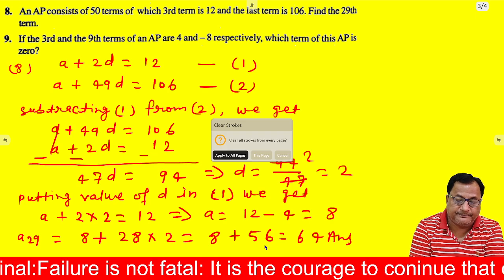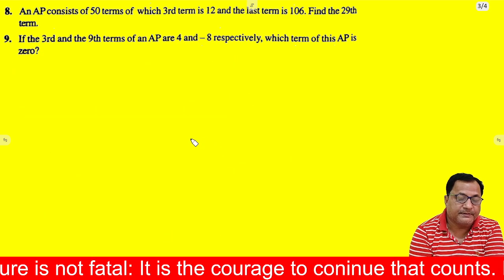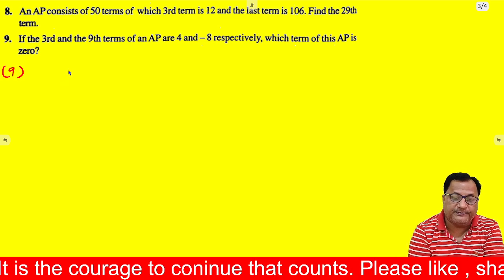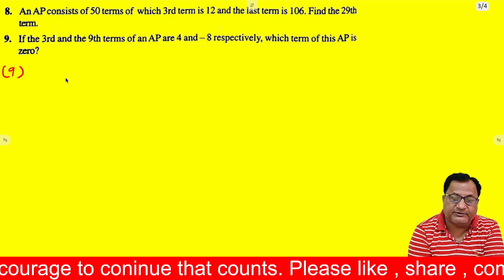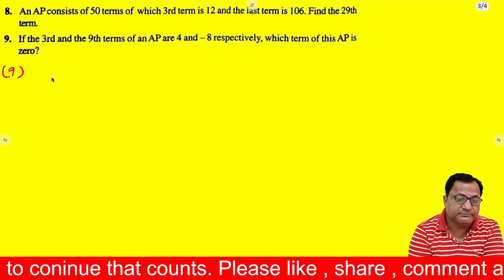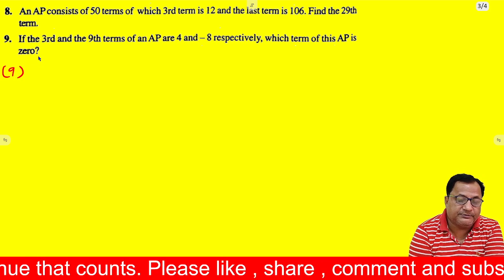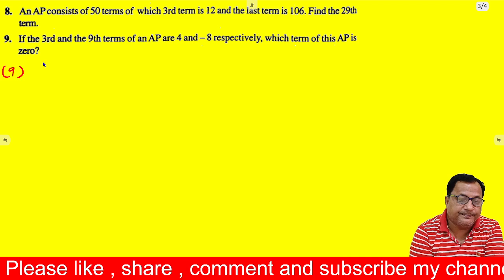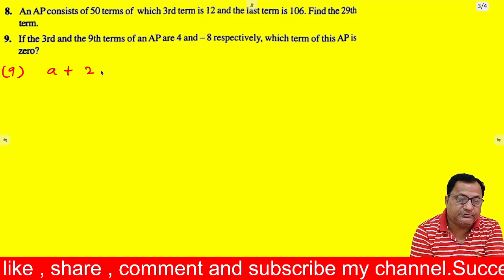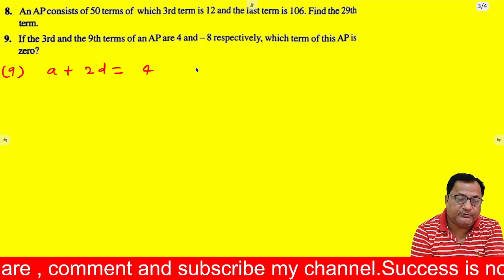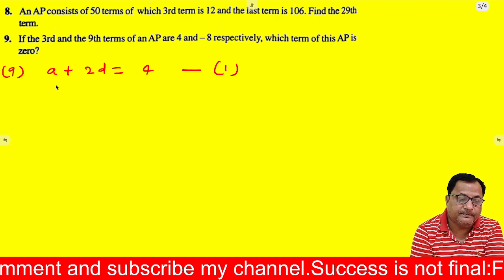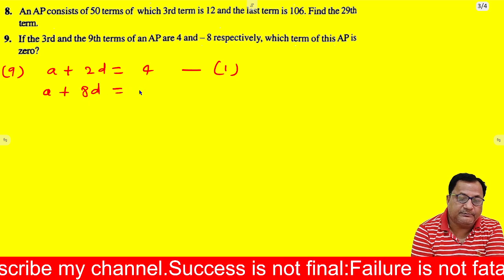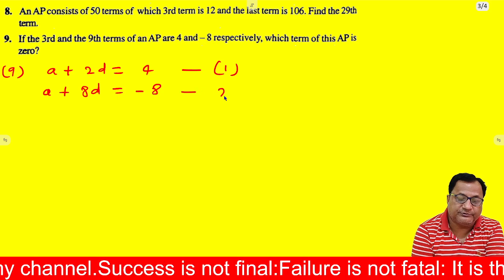Now see question number 9. Question number 9 is, if the third and ninth term of AP are 4 and minus 8 respectively, which term of this AP is 0? This will be also solved in same way, means a + 2d = 4, given. This is equation 1. a + 8d = minus 8. This is equation 2.